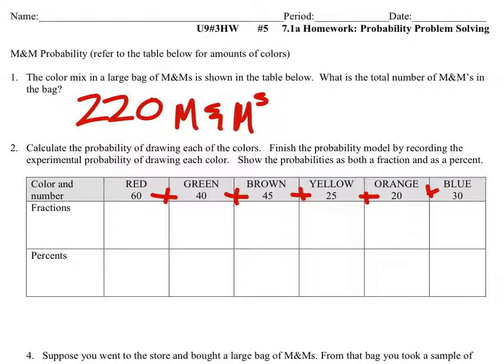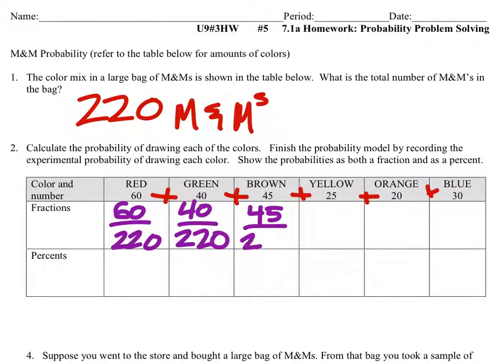So as a fraction of the reds, there's 60 reds out of the 220. There's 40 greens out of 220. There are 45 browns out of 220. And the rest of these, same idea.